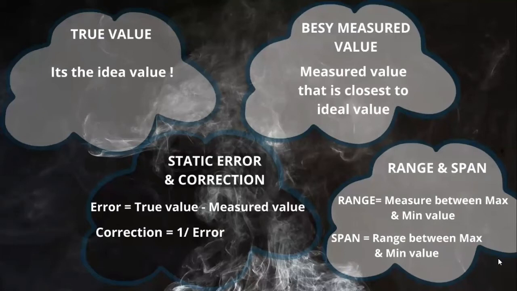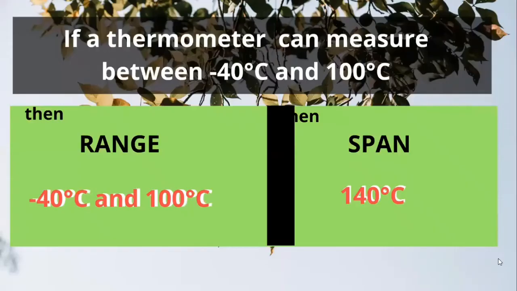The next one is range and span. Okay, here I want you to listen, because these two terms may confuse you. Range is the measure between maximum and minimum value, whereas span is the difference between maximum and minimum value. So this could be confusing. To help with that, look at this example. Let's say there is a thermometer which can measure between minus 40 degrees Celsius to 100 degrees Celsius. In that case, the range is minus 40 to 100, whereas the span is 40 plus 100, which is 140. Right? Hope you can understand now.